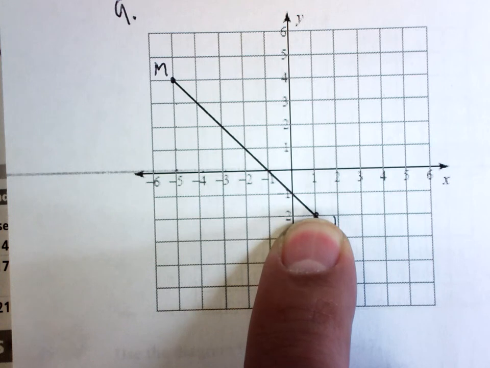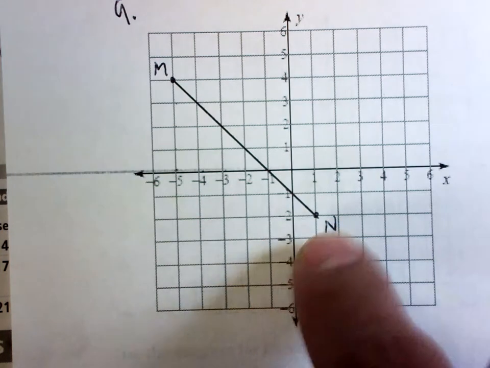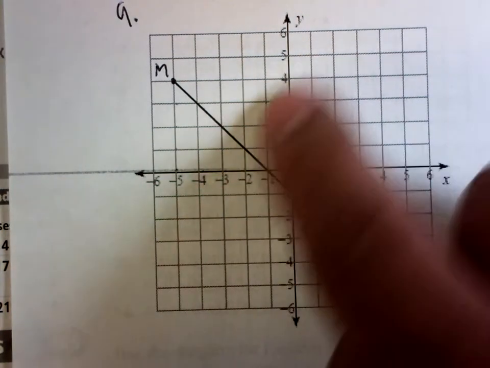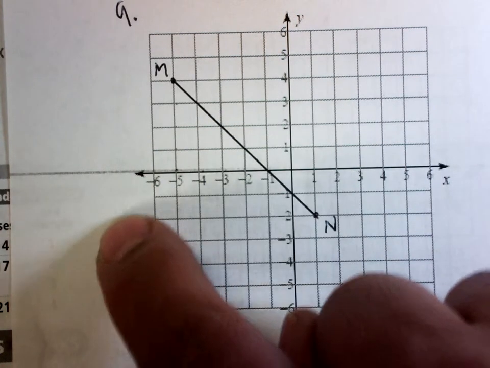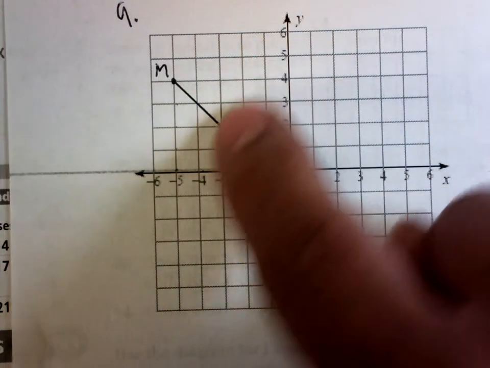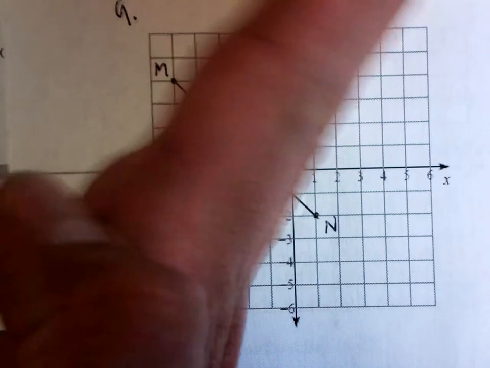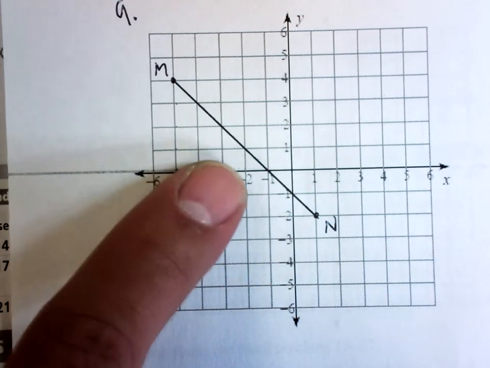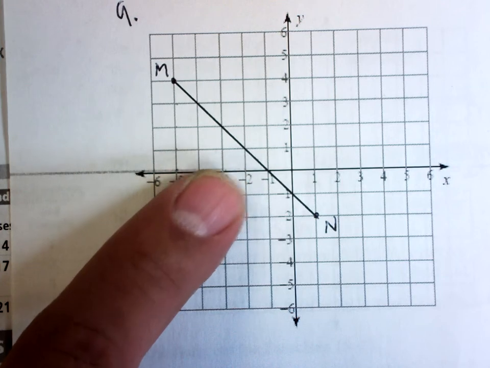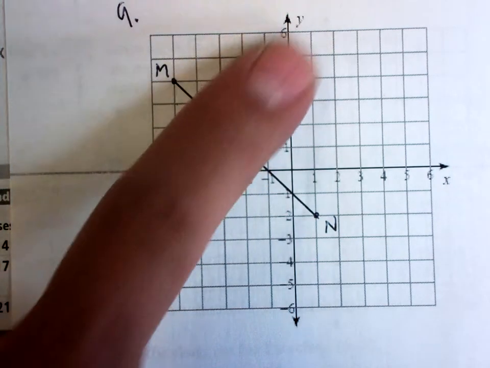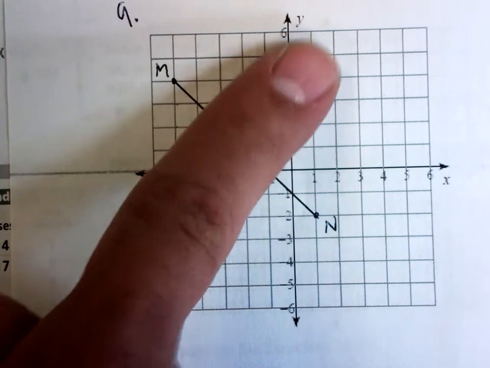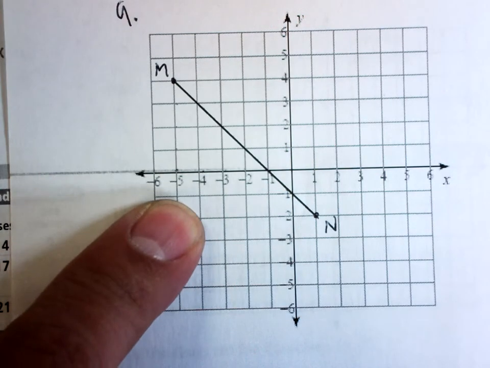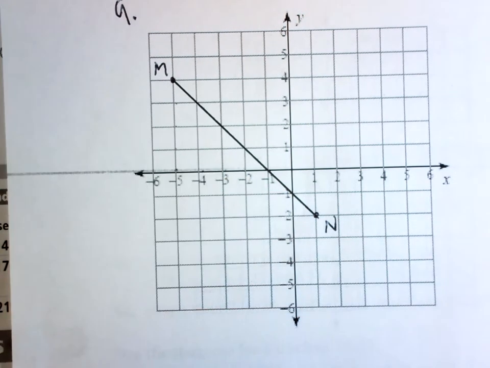So if it's a perpendicular bisector that I'm looking for, it must go something like this. It must go this direction because it must be perpendicular to the line, and it must bisect, which means it must cut it in 2 equal pieces. So it's the line that goes directly through the midpoint of MN and is also perpendicular to MN.